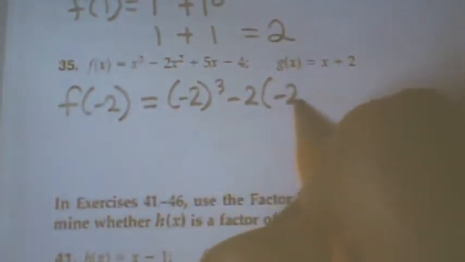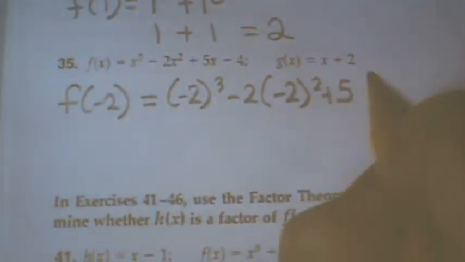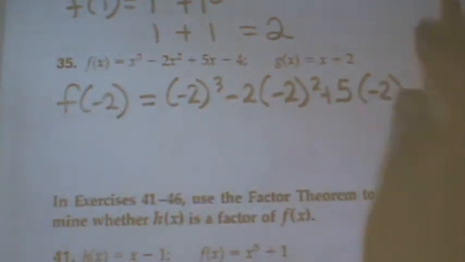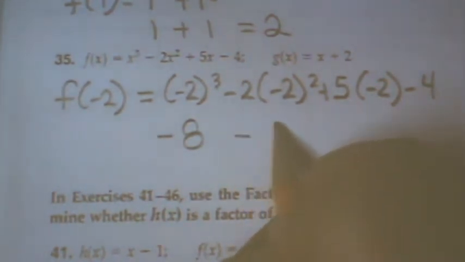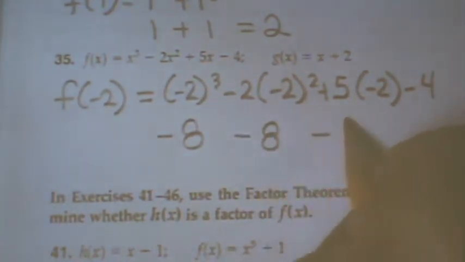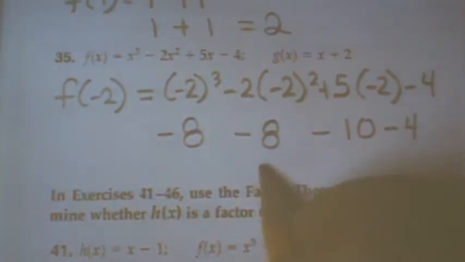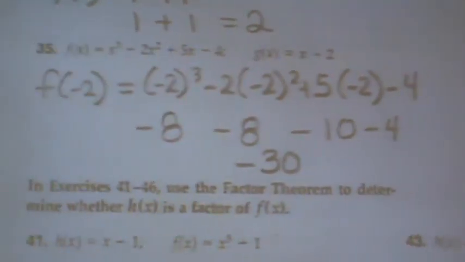How about 35? What are you going to plug in? Negative 2. So quickly do this for me. Negative 2, and I believe this is x cubed. What did you get? I got negative 30 as well.